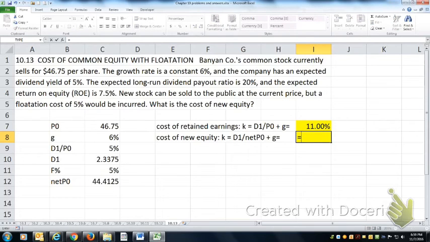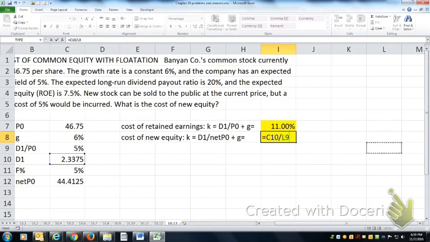So the cost of new equity would be the D1 over P0 net. D1 is 2.3375, which is 5% of the P0. Divide that by the net P0, what I'd get after I pay a commission to the investment broker, and then add the g to it. So new equity would cost 11.26%.